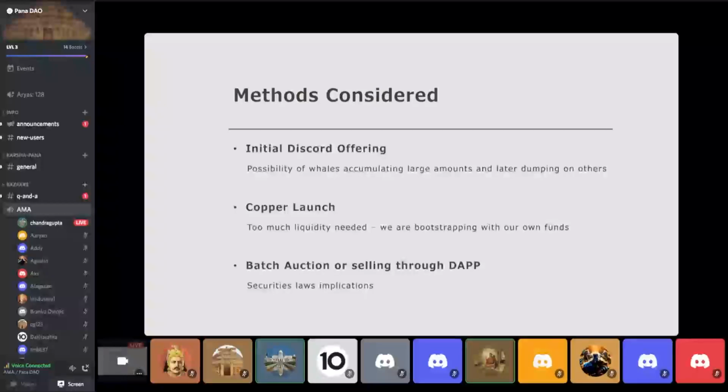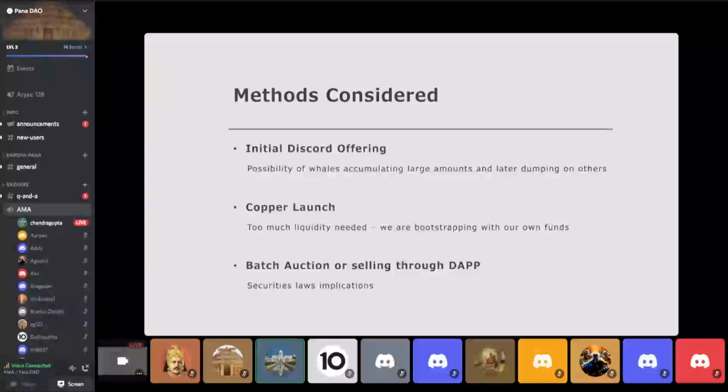There was one more method called batch auction or selling through our DApp, which was considered. A few DAOs did go down this route. Now, this is not very widely used, but as per our observations, some DAOs were able to raise quite some amount of funding through batch auction. What happens in a batch auction is that a fixed number of tokens are put on sale on the website, and investments are made without actually putting a price on the token.